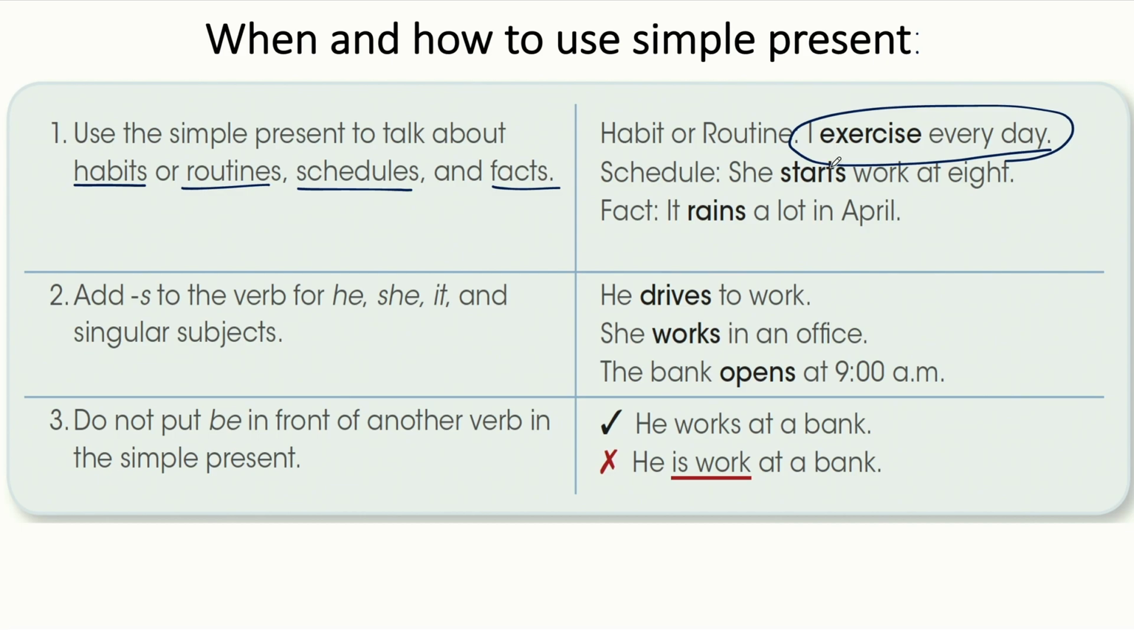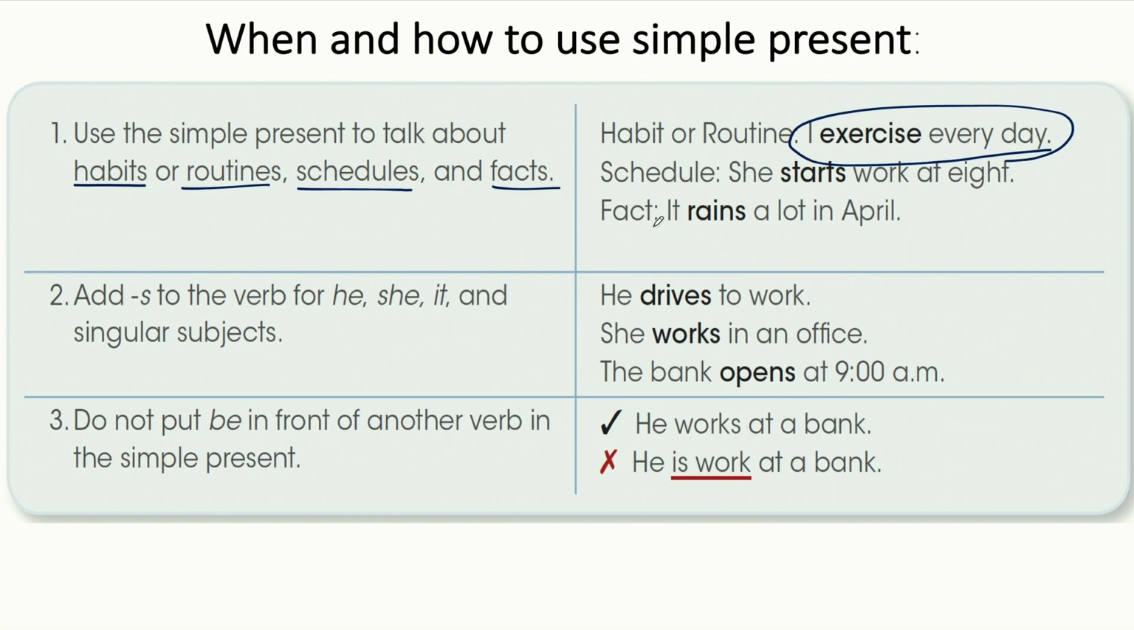It's a routine. Okay, schedule, something which is planned, is already there. She starts work at 8. You see, it's planned. Fact, you cannot change. It rains a lot in April. So this is something which happens in April. It rains a lot. Or it snows in winter. You cannot change that. That's the fact.